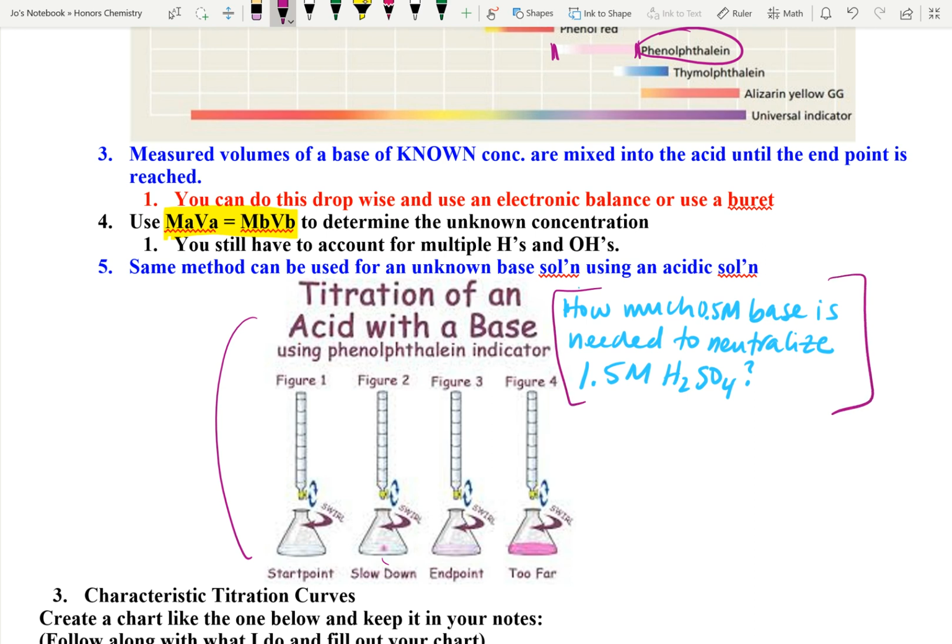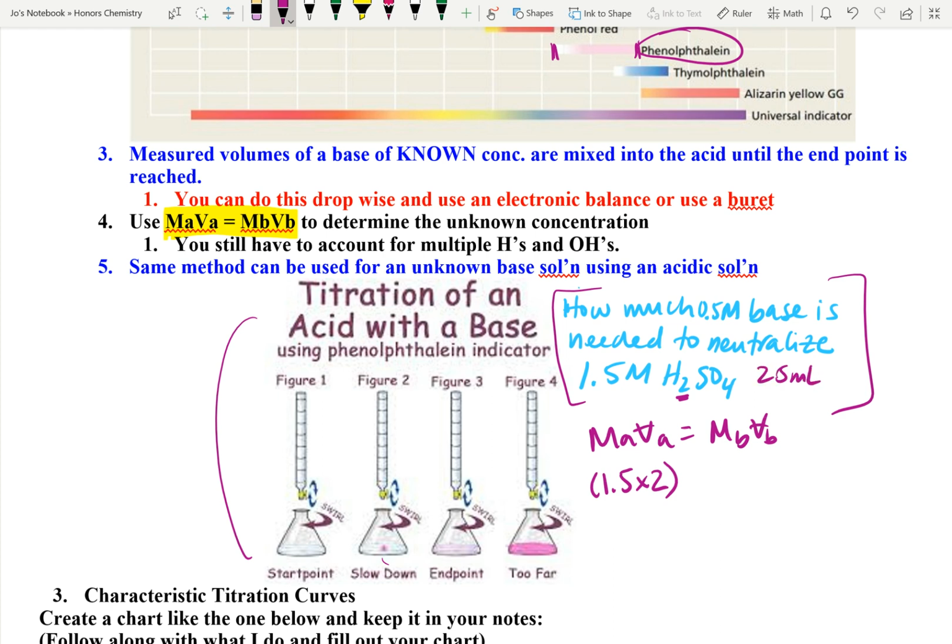So how much 0.5 molar base is needed to neutralize 1.5 molar H2SO4? And this would be at its endpoint. So we know MAVA equals MBVB. And so I know the molarity of the acid is 1.5, but there's H2SO4. So I'm going to multiply that by 2. And you need to know a little bit more information about this. So how much 0.5 molar base is needed to neutralize 1.5 molar H2SO4?